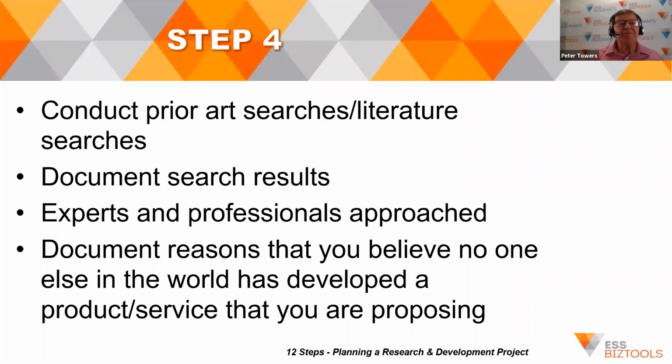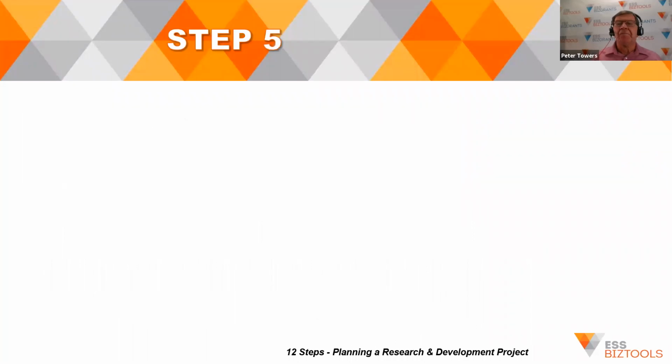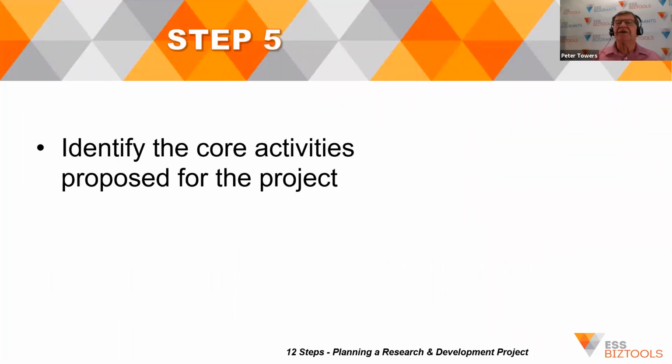Now, this step, number 4, is very important because the company may save itself a lot of money in going ahead and undertaking a full research and development project, only to find that when they lodge an application for the research and development incentive rebate, that application is refused by the tax office or AusIndustry because they believe it is not new technology. So it needs to be properly undertaken.